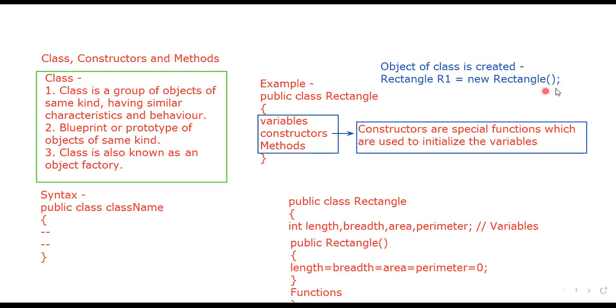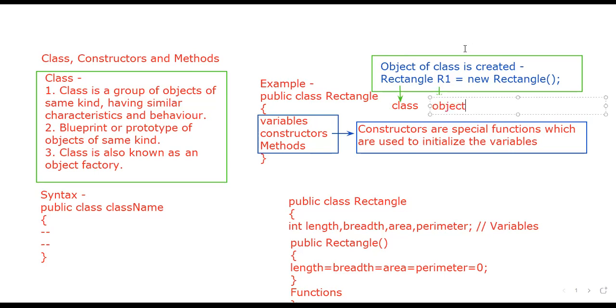And then this Rectangle is a constructor. Okay, so in this particular sentence that we are writing here, everything is indicating something. This is a class. Now what does this indicate? This indicates the object. Now what is new?